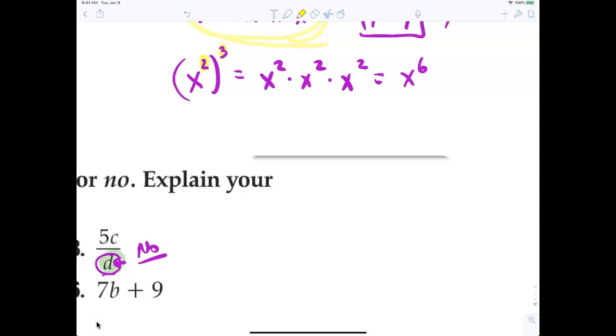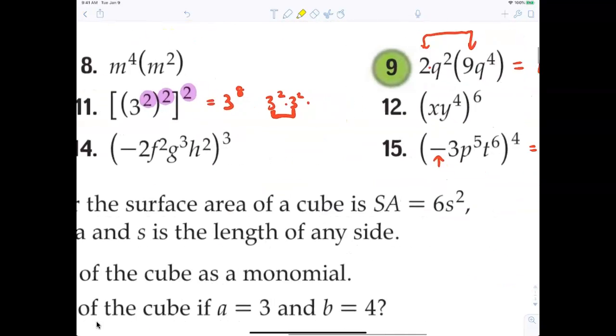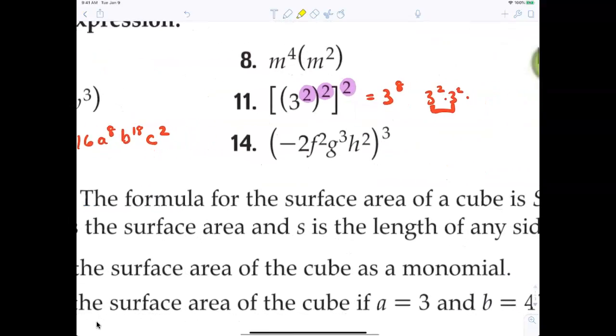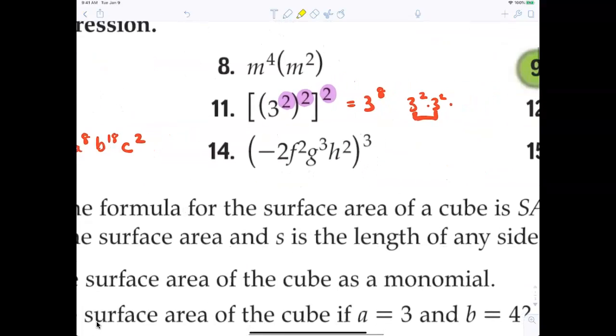Mr. Dan, you are now on question number 8. M to the 4th times m squared, Mr. Dan, is what? Now, what's the rule? When you multiply, what do you do to exponents? That is correct. M to the 6th. The biggest mistake kids make is they put m to the 8th by accident.